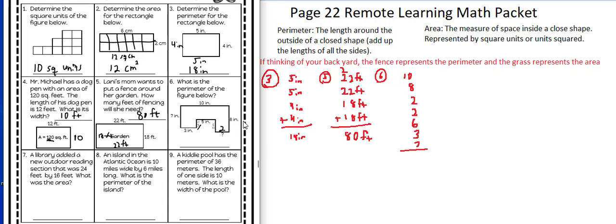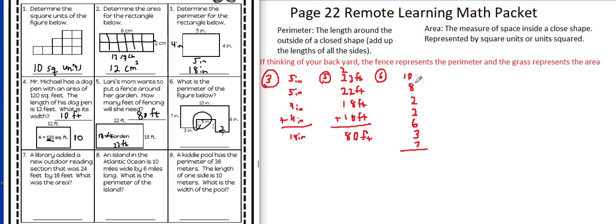Okay, now I know that I put those two together. So I have 1, 2, 3, 4, 5, 6, 7. 1, 2, 3, 4, 5, 6, 7. So I'm going to add it all up. So 8, 9, 10, 11, 12.